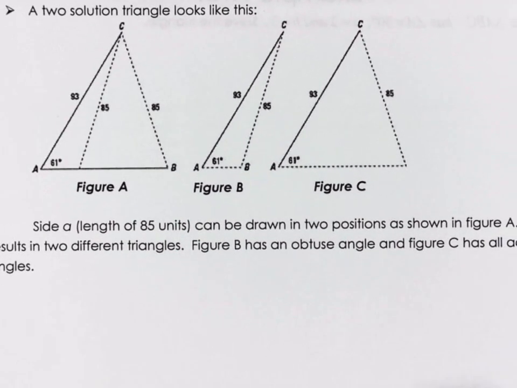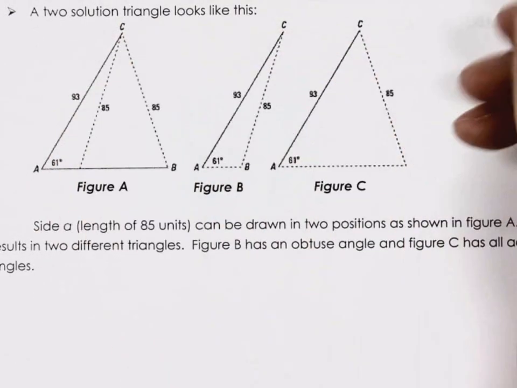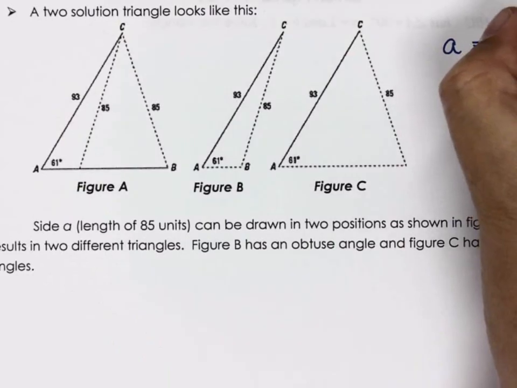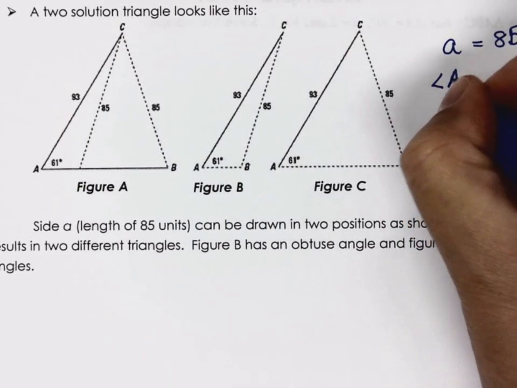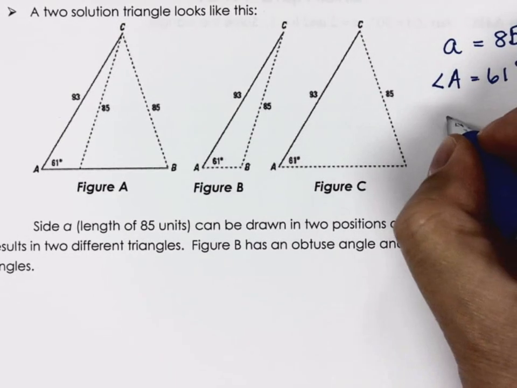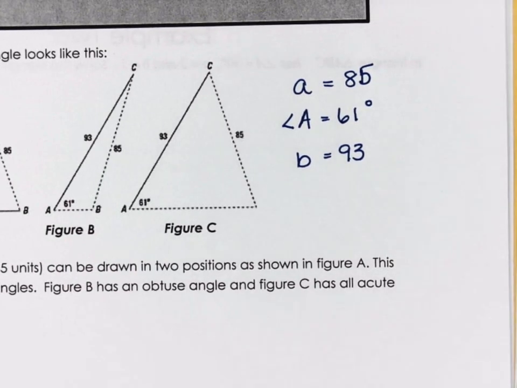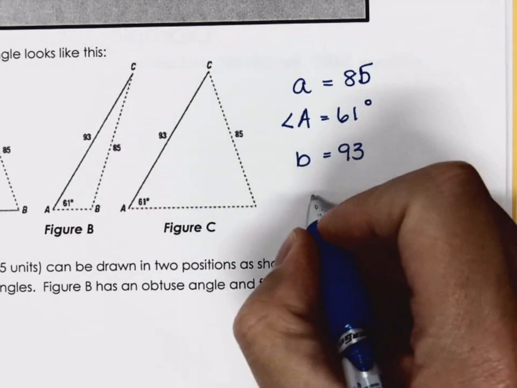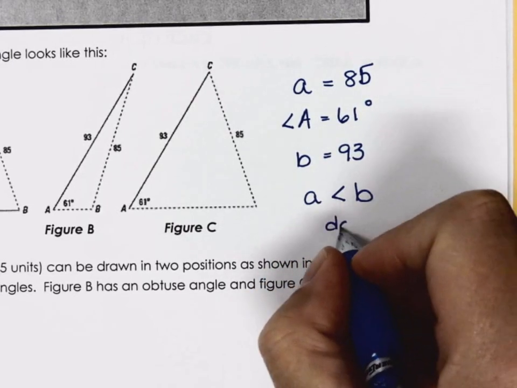So side A is 85 units, can be drawn in two positions. So this one, side A is 85, sorry. Angle A is 61, and side B is 93. So if we use our rule, I'm looking at, is A greater than B? No. So we know that A is less than B. And now we're going to do some math.